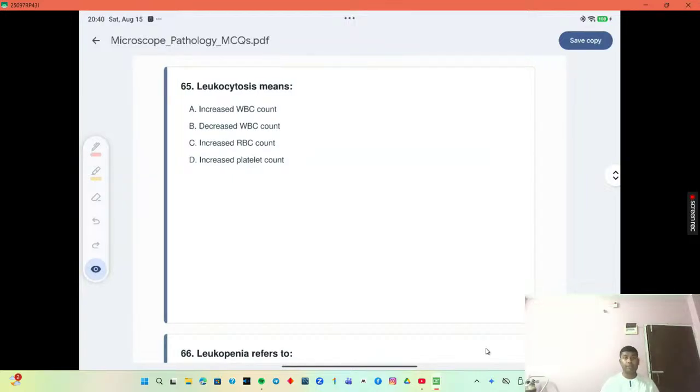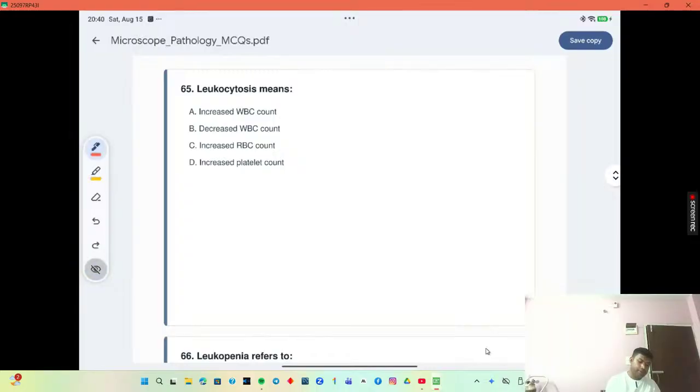So here the question is, leukocytosis means. What do you mean by leukocytosis? From the term leukocyte, we know that leukocytes are known as WBC, that is white blood cells. So leukocytosis means increase in white blood cell count. Okay.